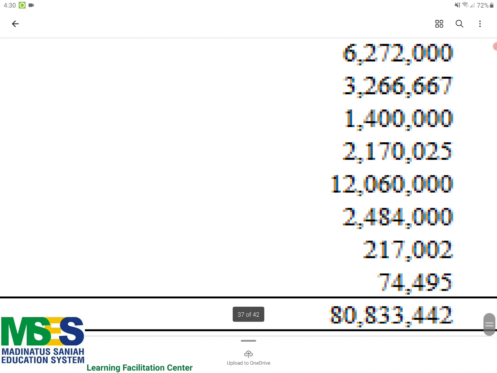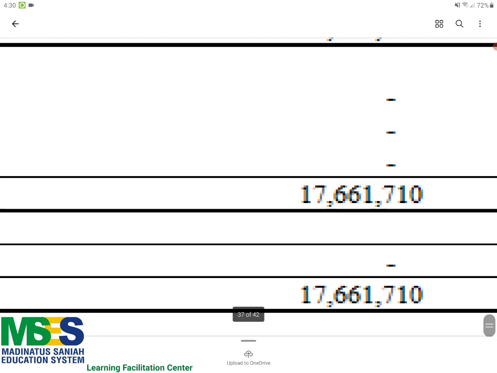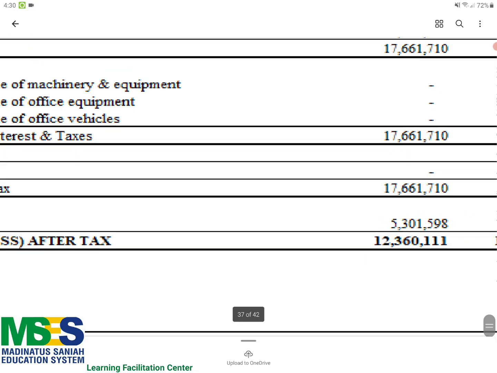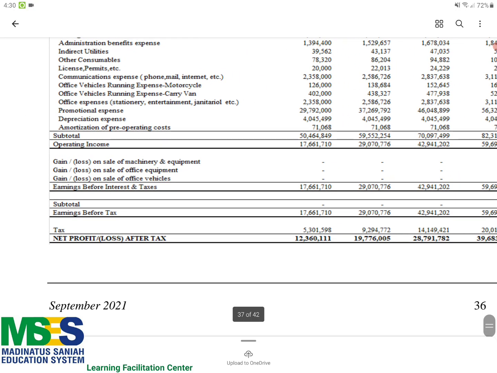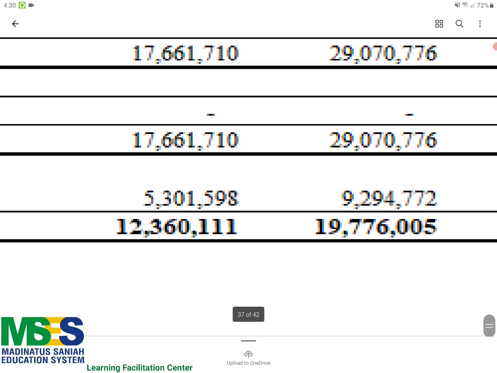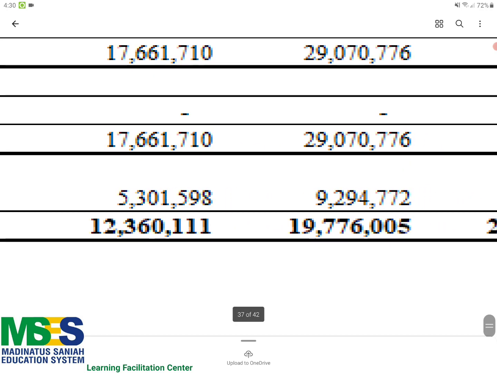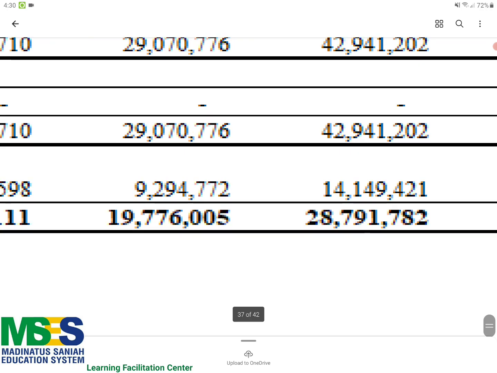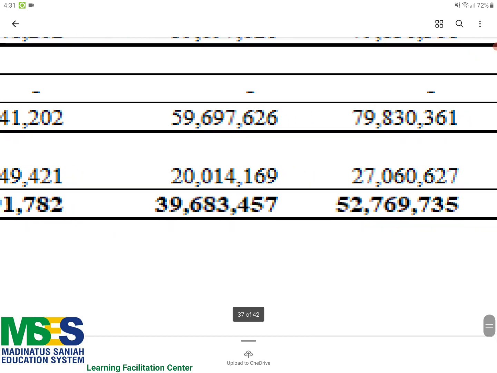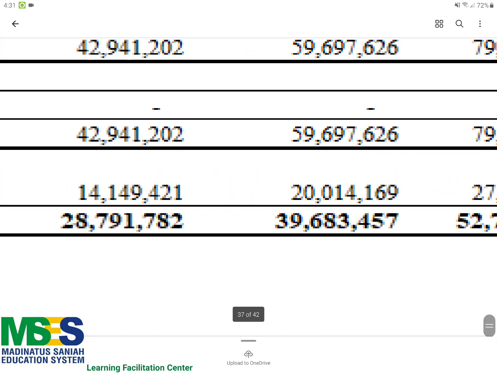12.3 million rupees in profit in the first year. In the second year, how much did we get? 19 million. In the third year, 28 million. In the fourth year, 39. We started from 12, we reached 39 in the fourth year.